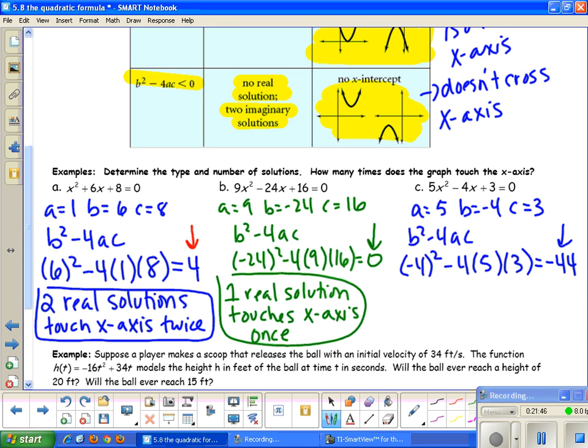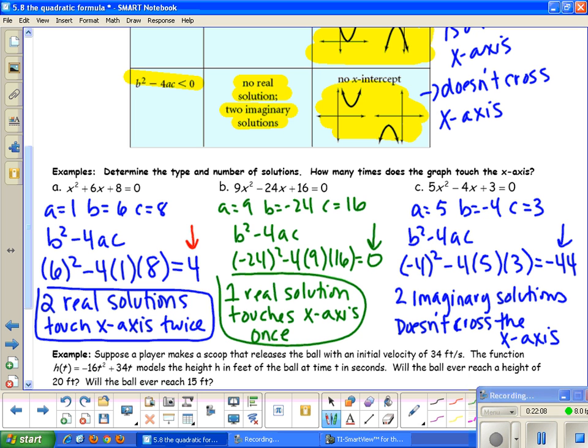So that means that my solutions, when you have a negative underneath the radical, are going to be imaginary. So two imaginary solutions. And that means it doesn't cross the x-axis. So there's no real solutions when that happens.